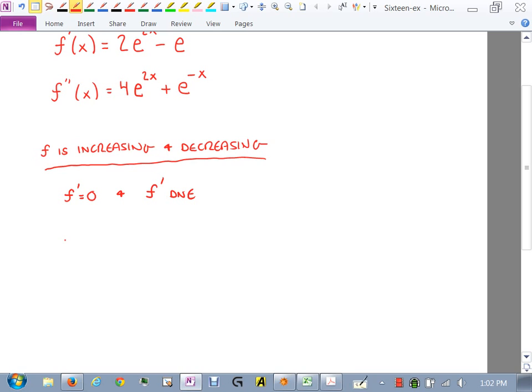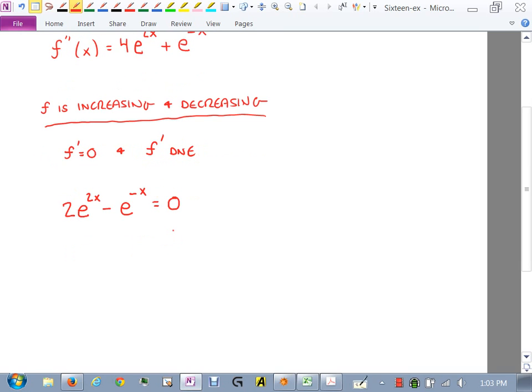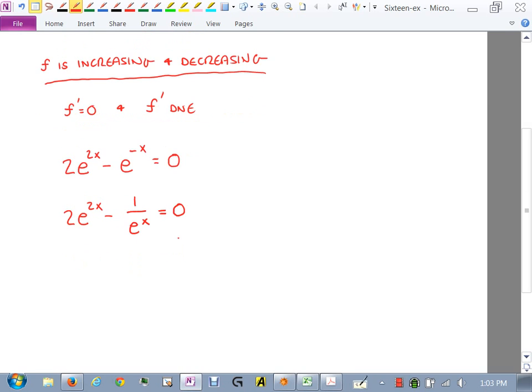So where's the derivative 0? Let's set 2e to the 2x minus e to the negative x equal to 0. My guess is this is where you might have run into a problem. So let me help you, because that's why I'm here. That's what that means, right?